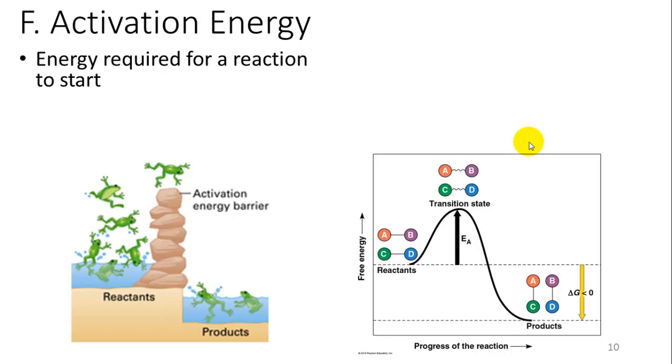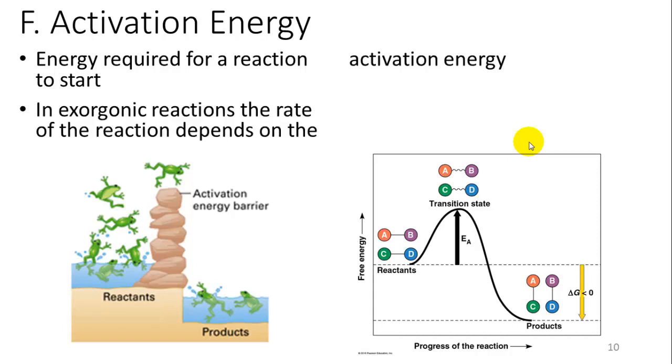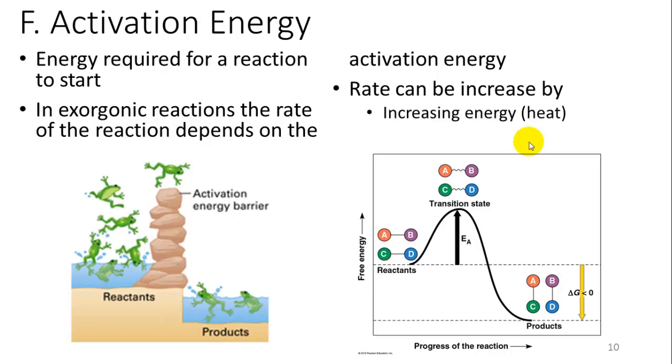All right, in an exergonic reaction, you have a certain amount of energy that is required for the reaction to go to completion, and that is called the activation energy. And the activation energy then affects the rate of the total reaction. And you can increase the rate of the reaction either by increasing the energy so that you can overcome that activation energy faster, or you can decrease the activation energy.